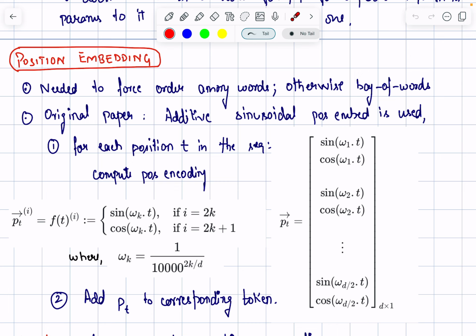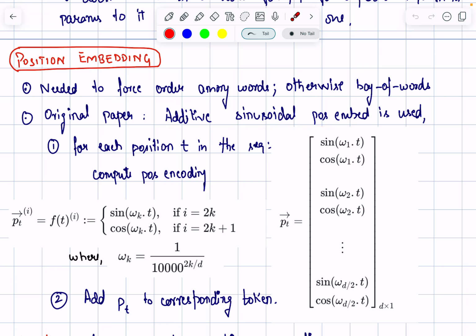So otherwise, what we have to do is add positional embedding. That signifies which particular word is at what position. For example, "need" is at the first position, "to" is at the second, and so on and so forth, right? In the original paper, Attention Is All You Need by Vaswani et al., they used something called additive sinusoidal positional embeddings.